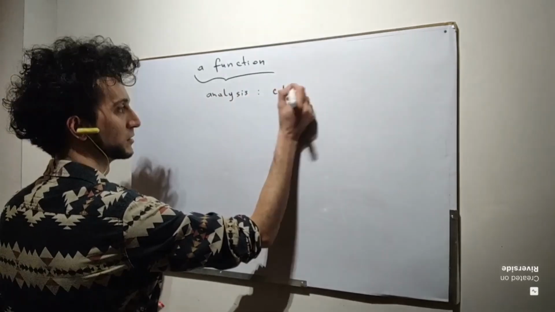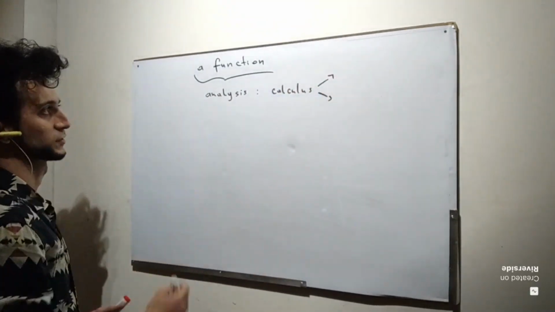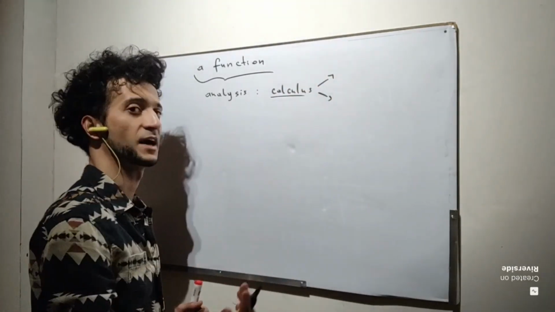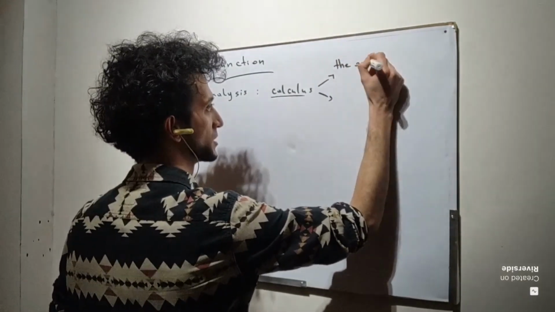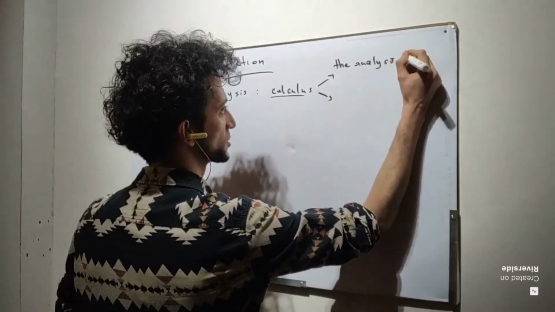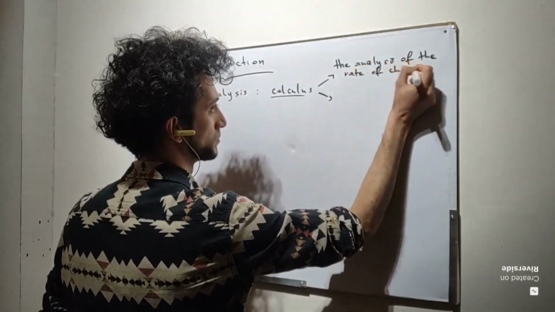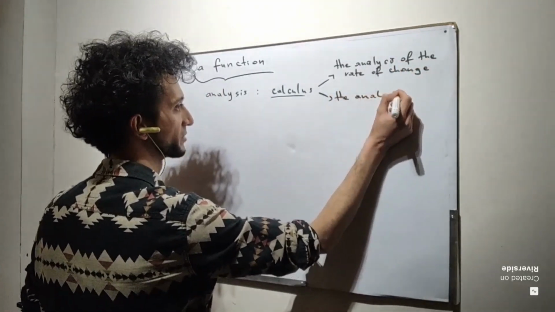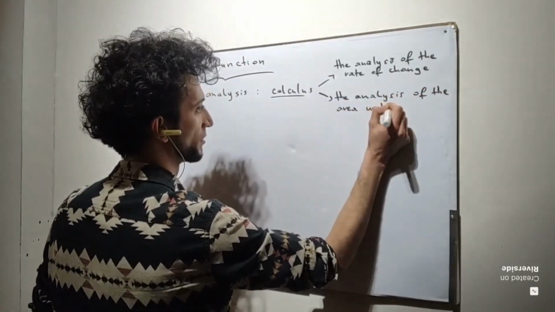That would be like the next step in your mathematical career. And the analysis of a function comes in two flavors when you do calculus. It comes in the flavor of analyzing the change, the analysis of rate of change, to be more precise, of how fast it changes, and the analysis of the area under the graph.